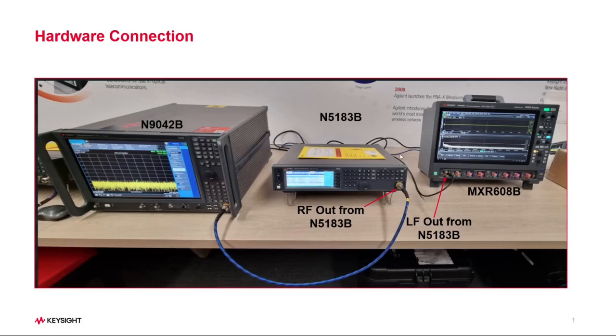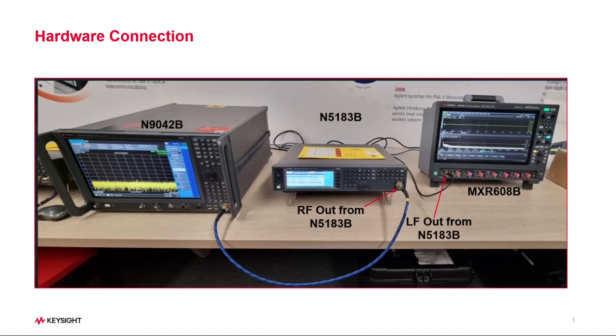And the LF out port is a BNC output from the rear of the N5183B, and that's connected to channel 1 of the MXR608B oscilloscope. So these are the physical connections we have. Now we'll look into the individual interfaces to set up for low frequency.